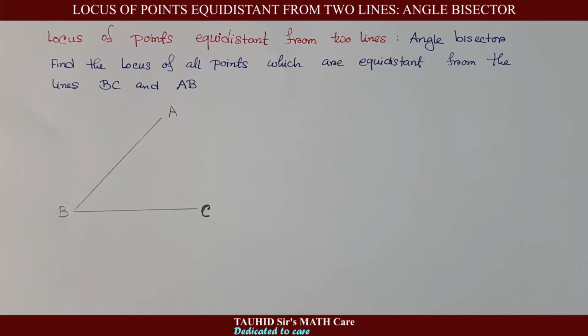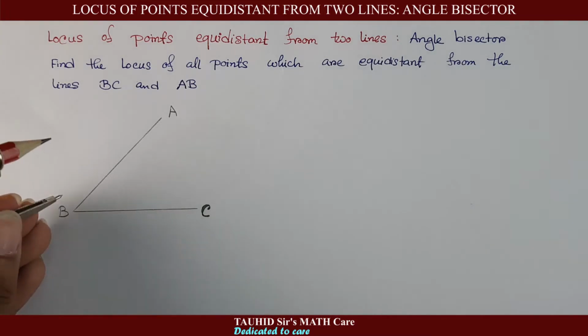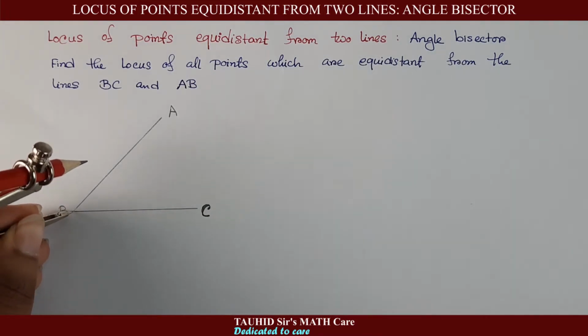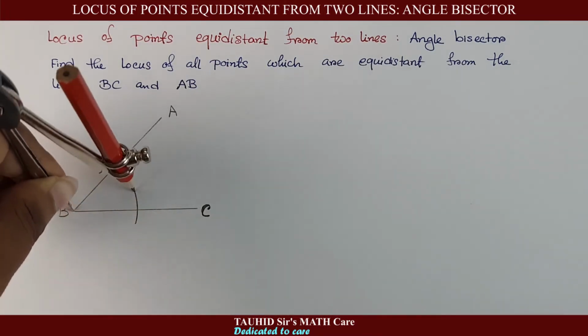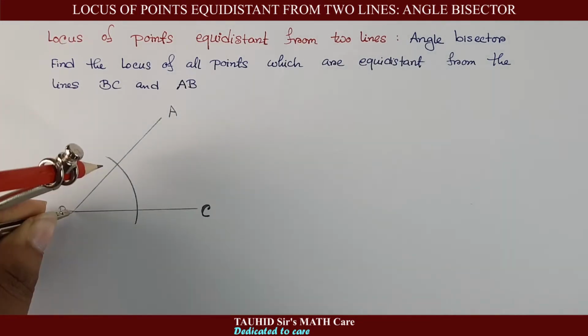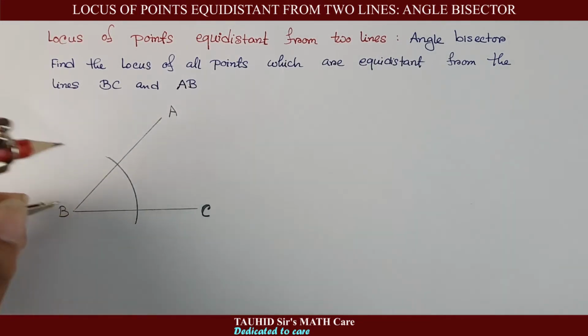We are asked to find the locus of all the points which are equidistant from both the line AB and BC. So what should we do now? We should draw an angle bisector of the angle ABC. How to draw an angle bisector? We will place our compass here and we will draw an arc intersecting both BC and AB.